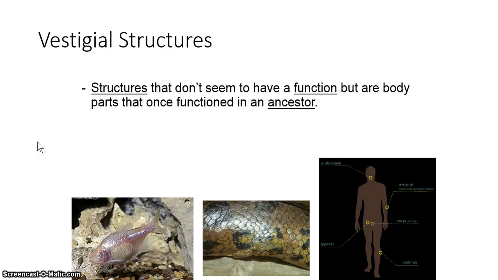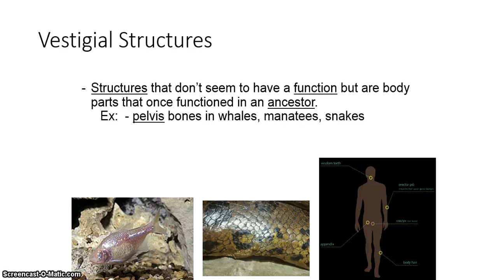Vestigial structures. These are structures that don't seem to have a function, but are body parts that once functioned in an ancestor. Okay, so whales, snakes, and manatees all have a pelvic bone, although none of those organisms have legs. So once upon a time, they had something that fit into the pelvic bone, so probably, legs.